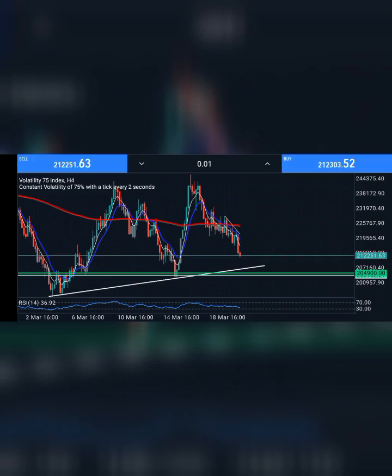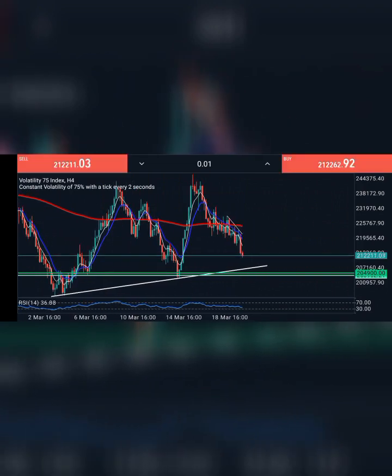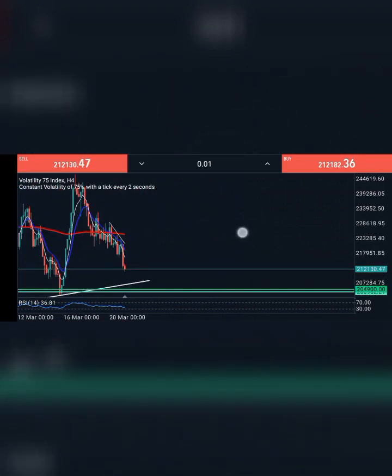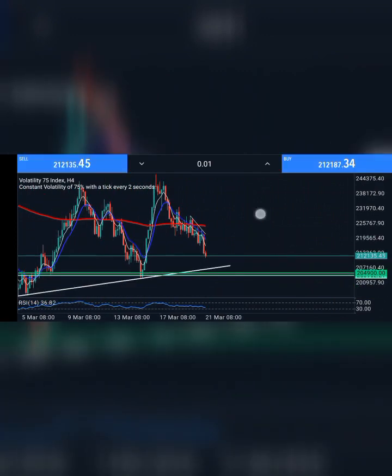Okay, so I know what I'm giving you guys. You can be intelligent to catch up. You understand? I don't want to say it outright, but you might not understand. If you're intelligent, you can catch what I'm doing. So right now you can see that this is V75 and this is the 4 hour time frame. This index's current trend is downward.